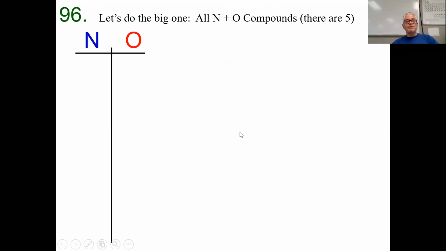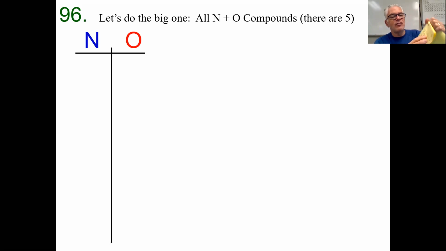Last one, nitrogen and oxygen. Now, this is the biggest one. Honestly, it's probably the biggest one on the table. Nitrogen makes 8 separate oxidation states. Look at nitrogen here. Can you see it? It's got 8 freaking oxidation states. Oxygen only has 1. Let's write them in.